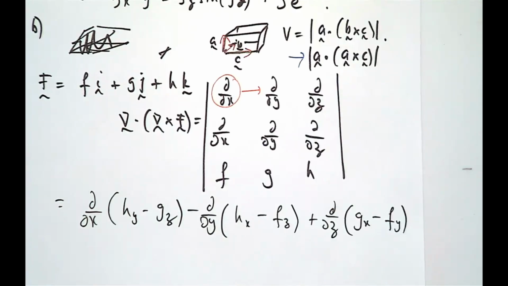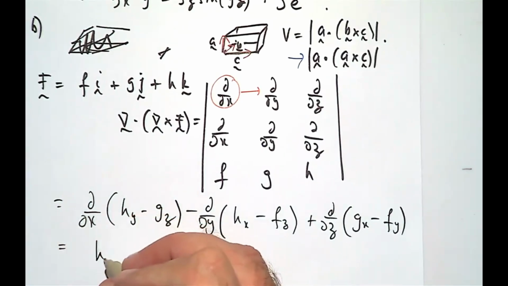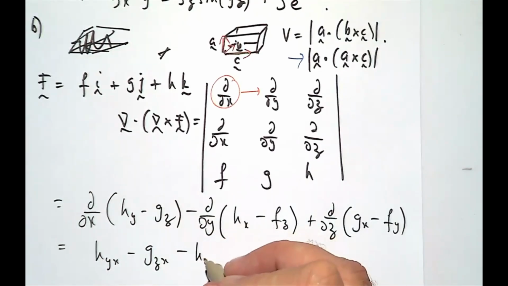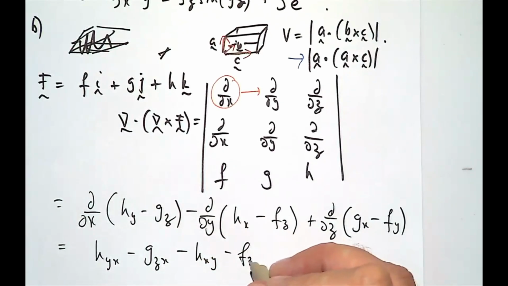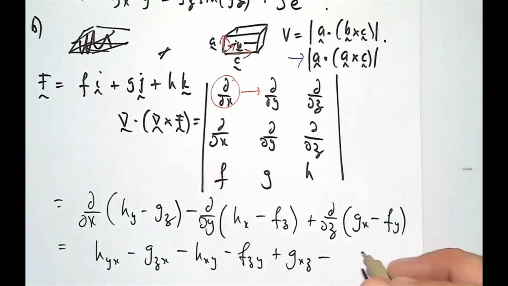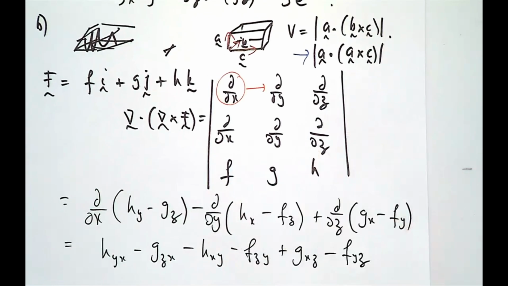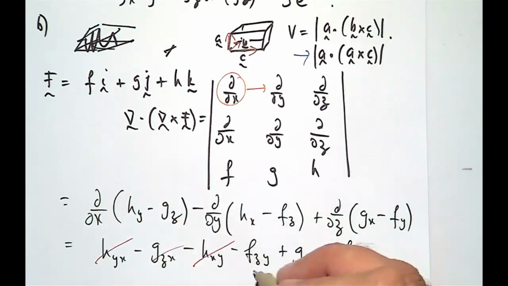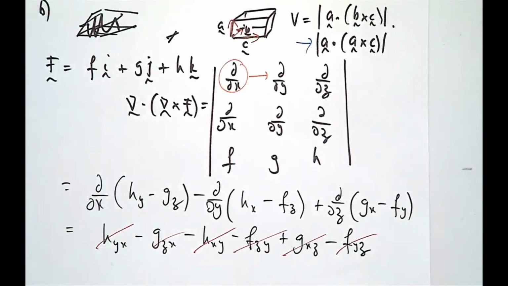So in the first one, you're going to get h_yx minus g_zx. Here you're going to get h_xy minus f_zy. Here you're going to get g_xz minus f_yz. So if you look carefully, boom, boom, swirly, swirly, boom, boom. Okay, assuming that the mixed partials are equal, which is a fundamental assumption that we use in this course. Okay?